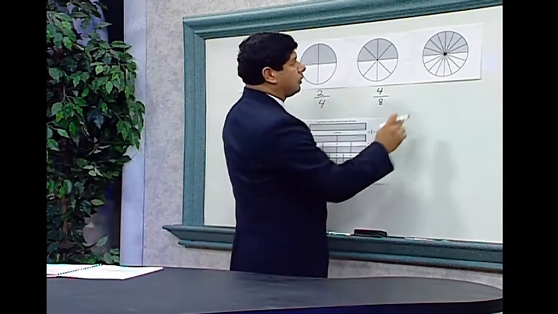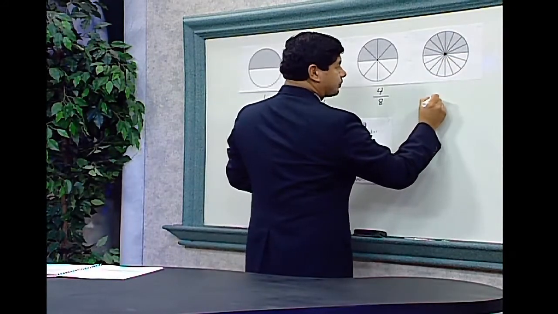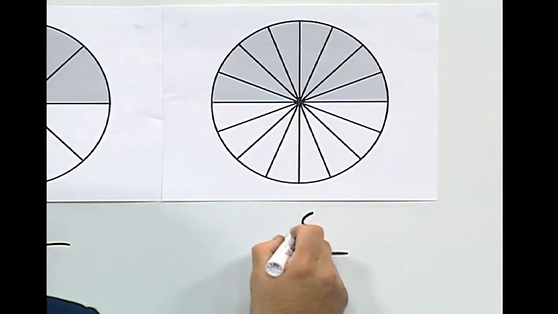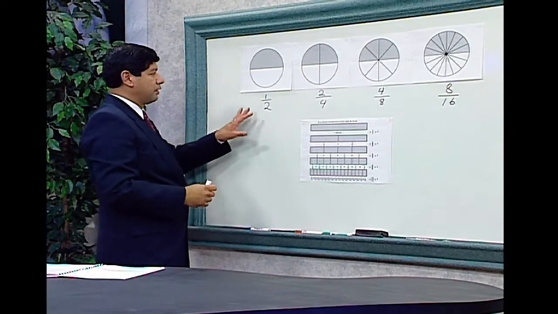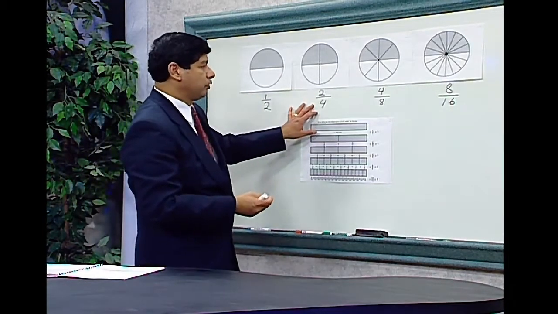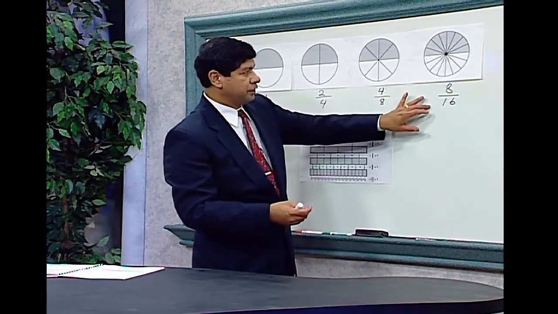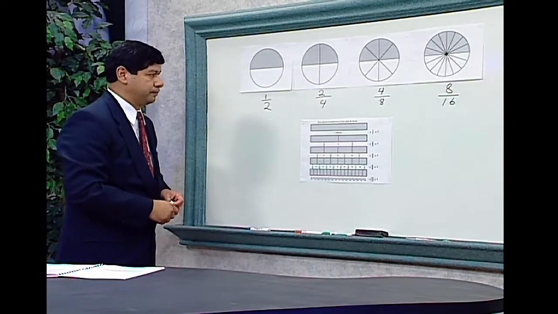Then our last model, we have our unit circle that is divided into 16 individual equal sections. And of the 16 sections, 8 are shaded or colored in. So looking at these 4 models, this very easily demonstrates that 1/2 is equivalent to 2 over 4, which is equivalent to 4 over 8, which again is equivalent to 8 over 16. Different ways to express the same concept, the same idea.